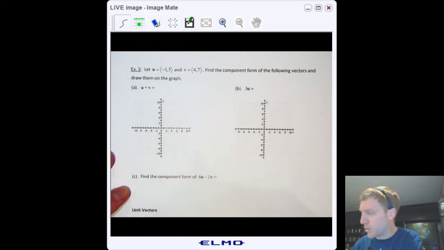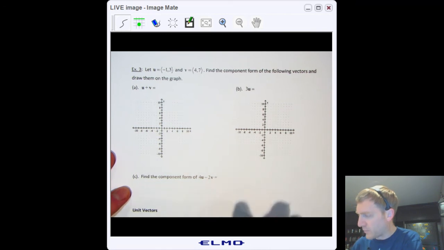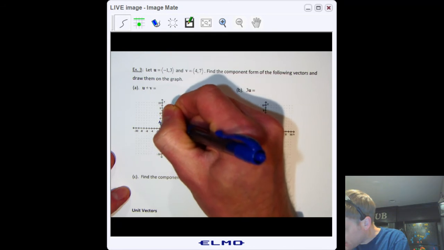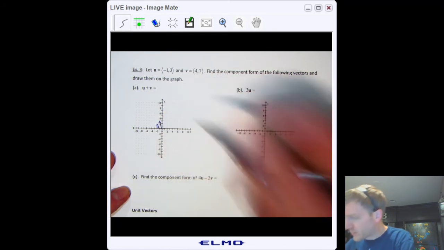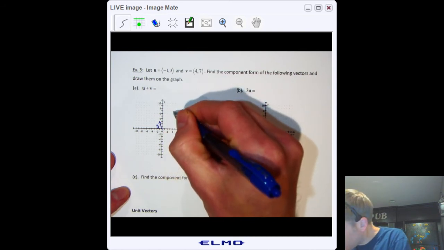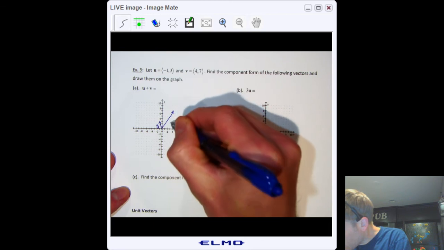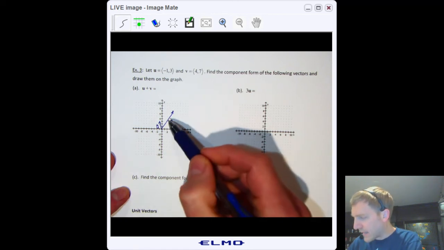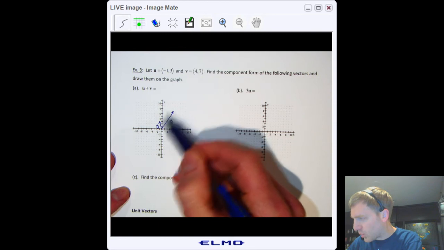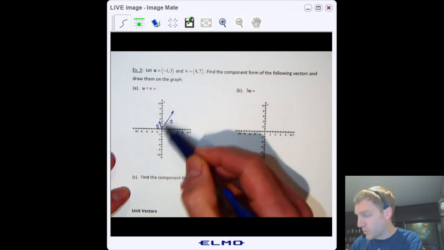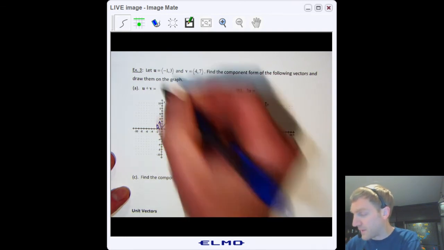Well, why don't you draw u and v separately? So negative 1, 3. Start at 0, 0, go to the left 1 and up 3. Okay, that's vector u. And then 4, 7. Go to the right 4, up 7. That's vector v. Okay, now what is u plus v going to look like? Take the vector v, put it at the end of vector u, or take vector u, put it at the end of vector v, and then draw the vector you end up with. That's u plus v.